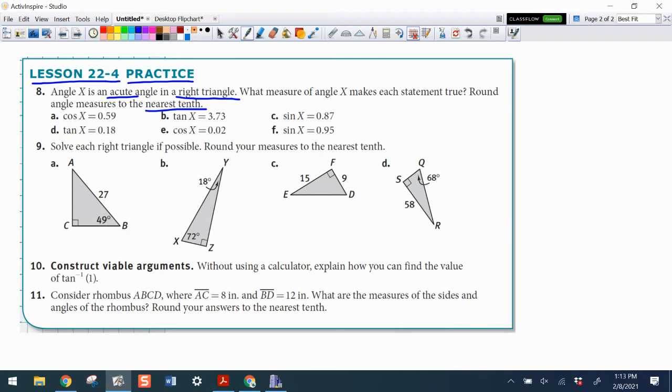So before we go any further, I just want to make sure it's clear that these are all separate problems. We're saying if the cosine of X is 0.59, what is X? If this statement is true, what's the measure of angle X? And likewise, for all of these examples in item 8, for example B, if the tangent of X is 3.73, what is the measure of angle X? If that really is the ratio of the opposite side and the adjacent side of angle X, then what is the measure of angle X?